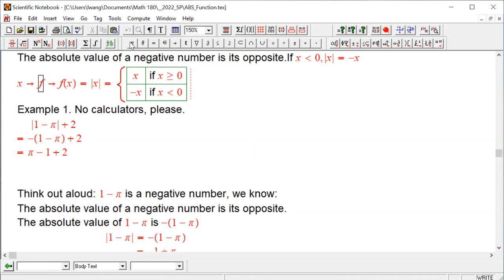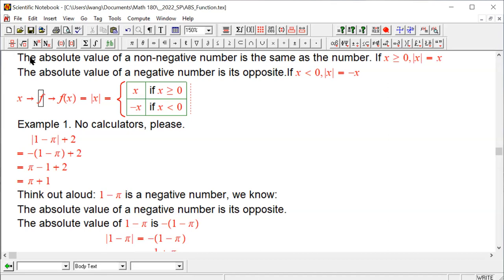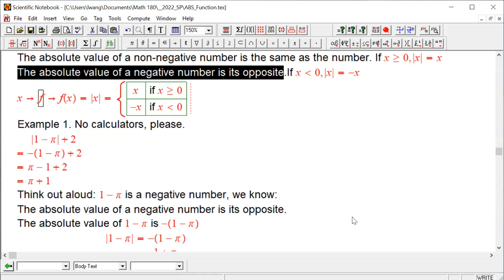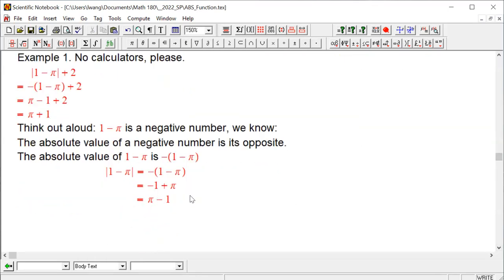So in the end, you get pi plus 1. That's how we apply these observations. Okay. Now let's look at another example. Example number 2. Okay. So here we go.